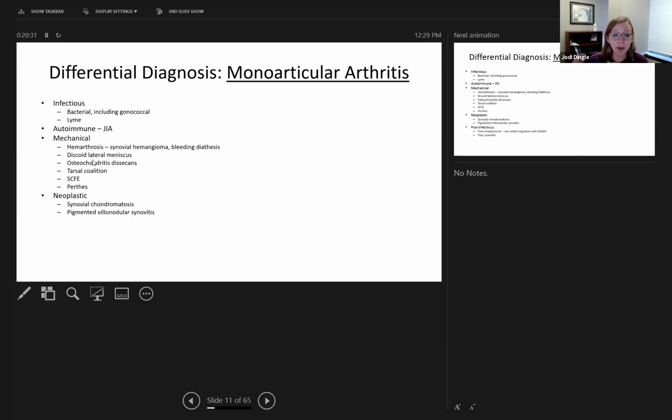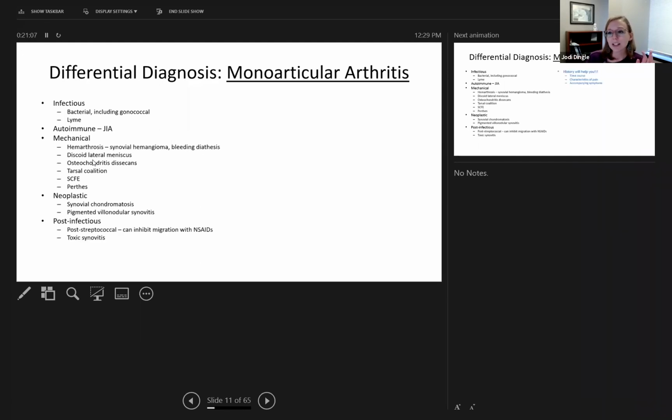Neoplastic, again, less common, but especially a couple of benign growths like synovial chondromatosis, where you get these little blebs of cartilage that form in the joint, can be very painful. On x-ray, it looks like a nest of all of these little blebs of cartilage. And pigmented villonodular synovitis, which we call PVNS for short because it's way easier, is a benign growth of the synovium that can cause hemarthrosis, can mimic arthritis as well.